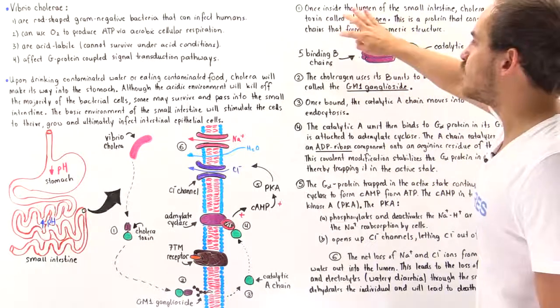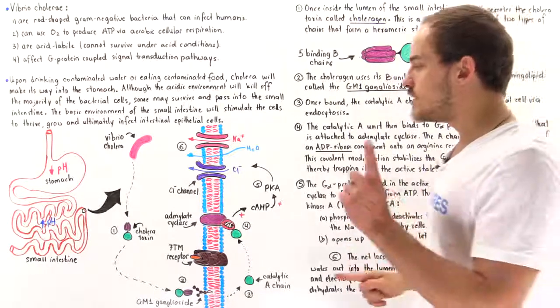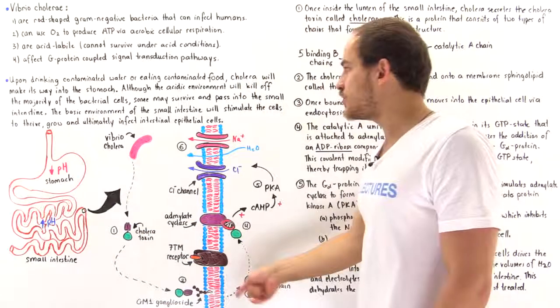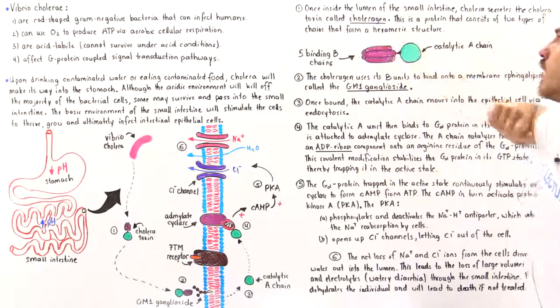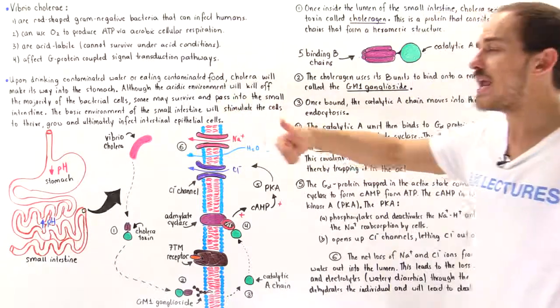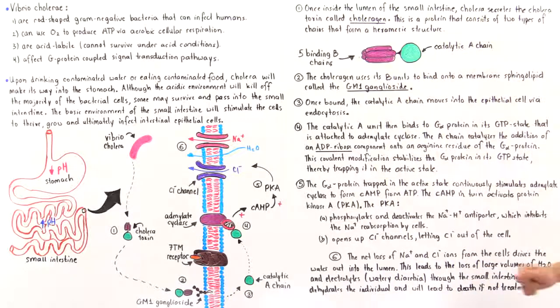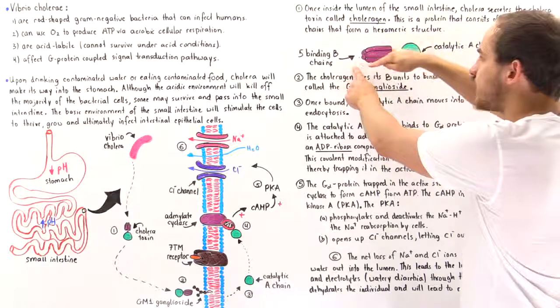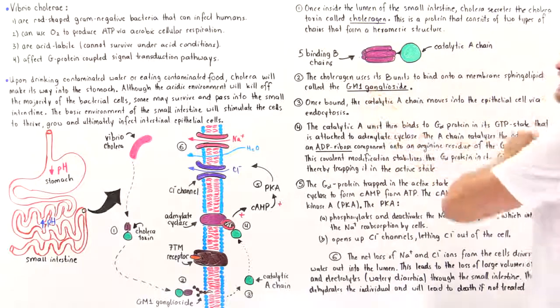And these 5 binding B chains basically create this cyclical structure that ultimately is used to actually bind onto a special region of the membrane of the intestinal epithelial cells. So once inside the lumen of the small intestine, the cholera secretes the cholera toxin we call choleragen. This is a protein that consists of 2 types of chains, the A chains and the B chains, and they combine to form a hexameric structure as shown in this particular case. And this is the region that basically binds onto a special region in the membrane we call the GM1 ganglioside.